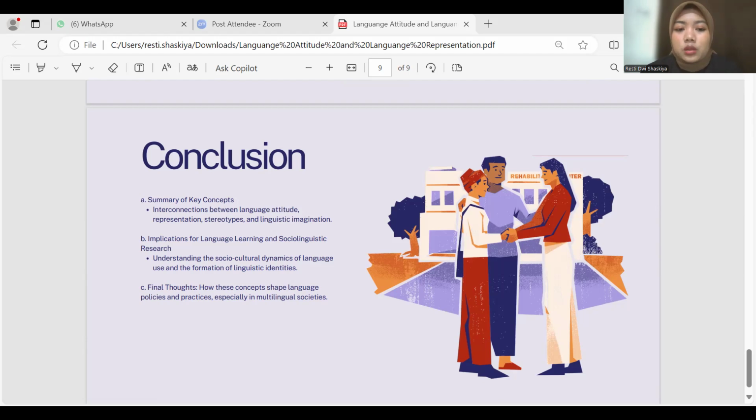Lastly, the final touch. These ideas are crucial in shaping language policy and practice, especially in multilingual societies. How a language is represented and valued can impact which languages thrive or decline. In diverse societies, these concepts help with decisions on language education, language rights, and how different languages are represented or excluded.